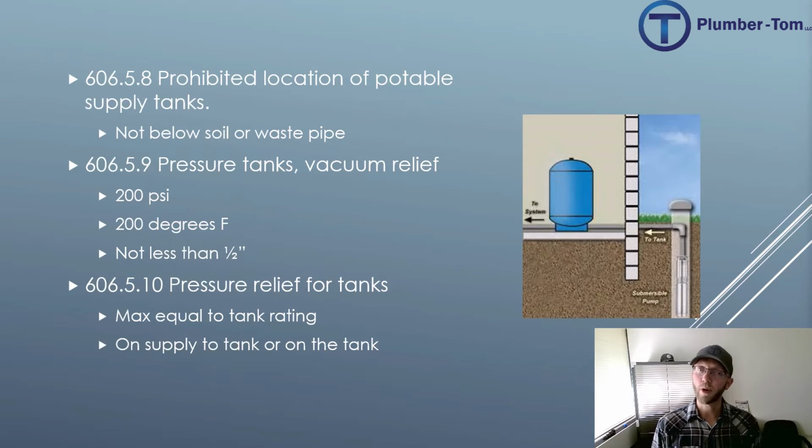606.5.8 talks about prohibited locations for potable water supply tanks. Namely, you don't want them below a soil or waste pipe. You just don't want any of the risk of possible drainage waste getting onto or into the tank. And so we keep it away from those types of drain pipes.